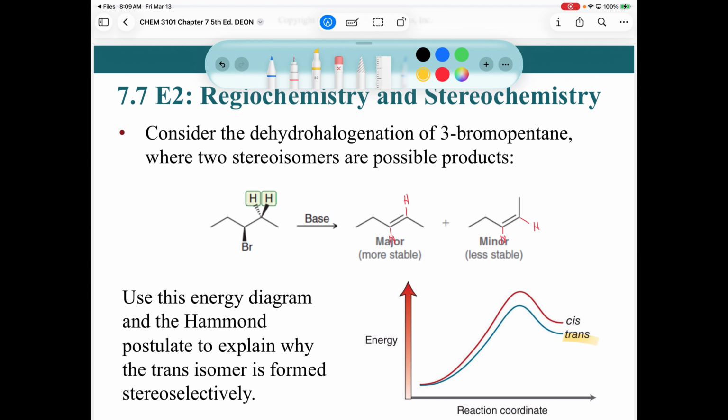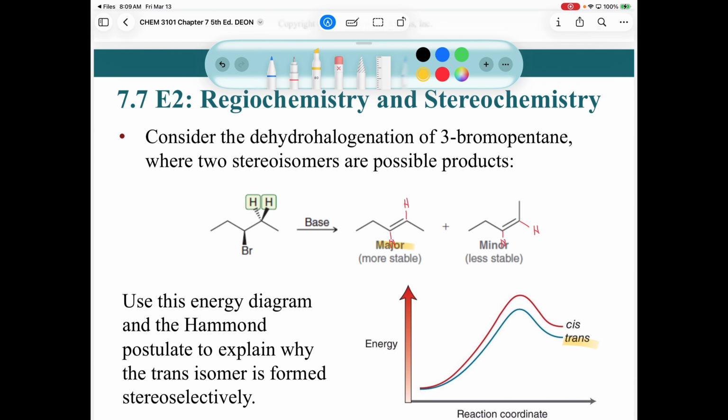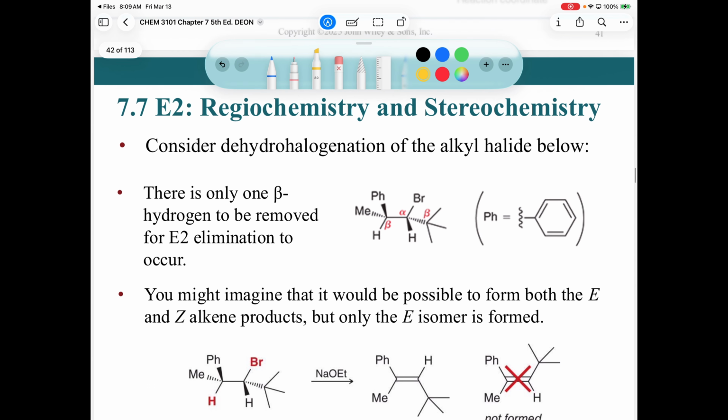And so we see here that the formation of the trans product, this being the major product, is not only the thermodynamic product, but it's also the kinetic product, right? Thermodynamic, because the trans is more stable than the cis, but kinetic, why would it be the kinetic product? It's because what is lower? Activation energy, exactly. Your activation energy is lower. Now it says here, use this energy diagram and the Hammond postulate to explain why the trans isomer is formed. Well, I would just say, again, the transition state here is lower in energy, and therefore the trans isomer is going to predominate.